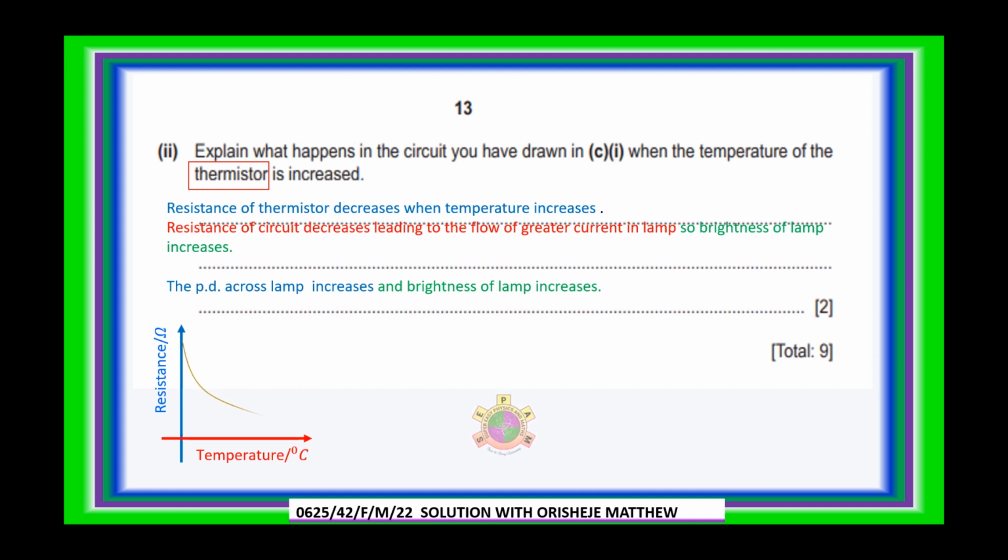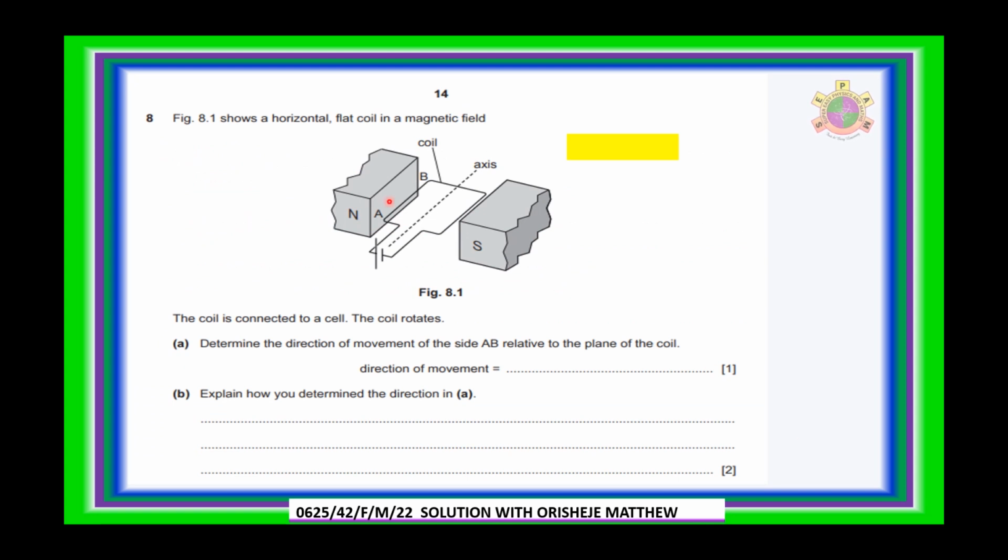It shows a horizontal flat coil in a magnetic field. So the coil is connected to a cell. The coil rotates. So this is an electric motor. So determine the direction of movement of the coil, the section of the coil AB, this section on the left hand side near the north pole of the magnet. So where will it move? Will it move up or will it move down? So let's do our analysis.